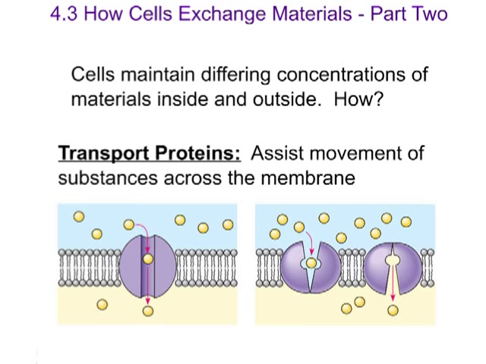So welcome to part 2 of how cells exchange materials. And we were talking about diffusion and osmosis in the last section. Now let's ask this question. How is it that cells maintain different concentrations of materials inside and outside of a membrane? Such as in these examples. We have a different concentration on one side of the membrane than on the other.